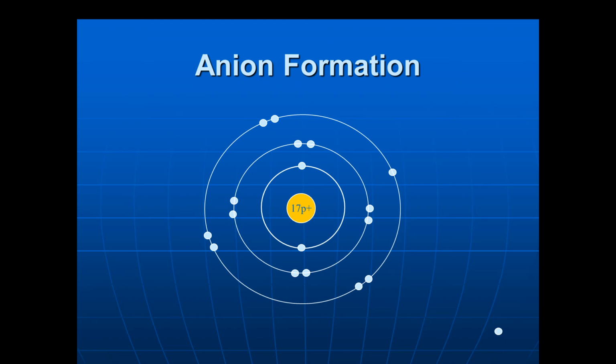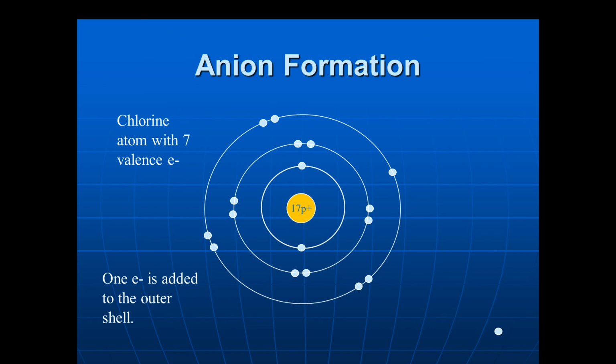Here we can understand the formation of an anion. Take an example of chlorine. Here it has 17 protons and 17 electrons, well organized. In the last shell, it has 7 electrons. So whenever it receives one electron, it will have a complete octet. One more electron is added in the outermost shell like this, and now it has a complete octet.